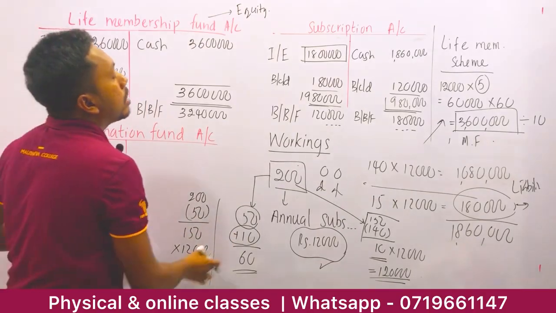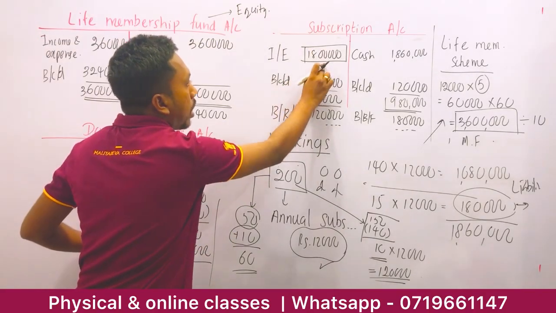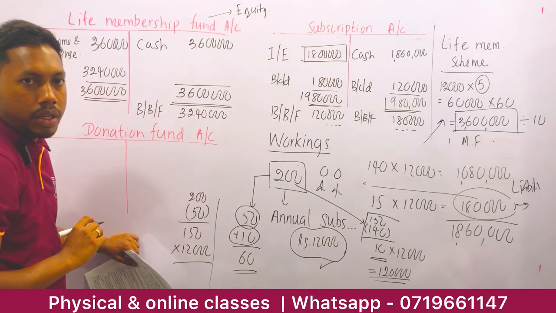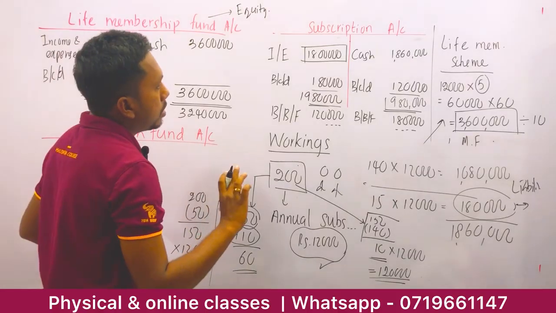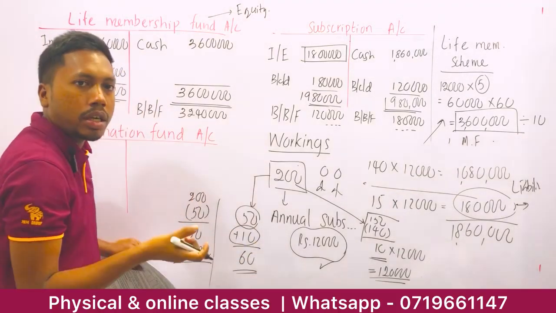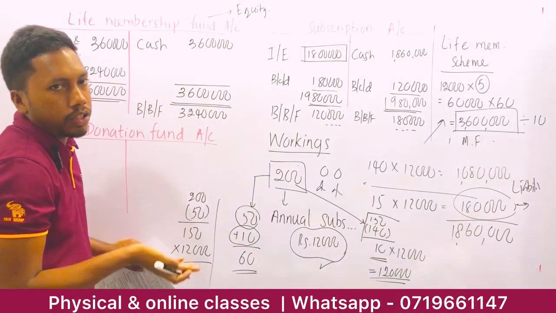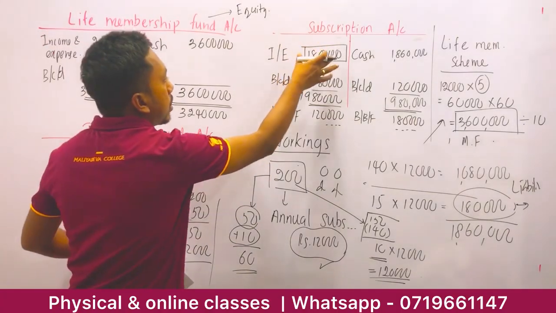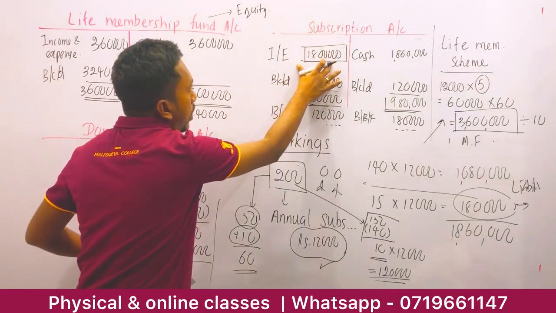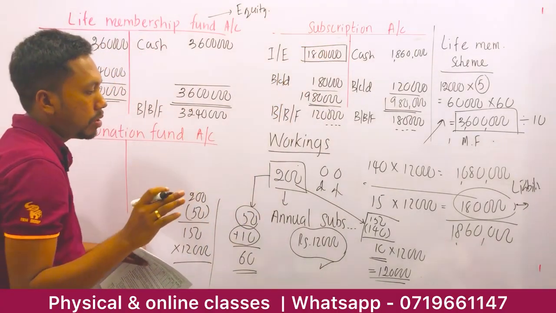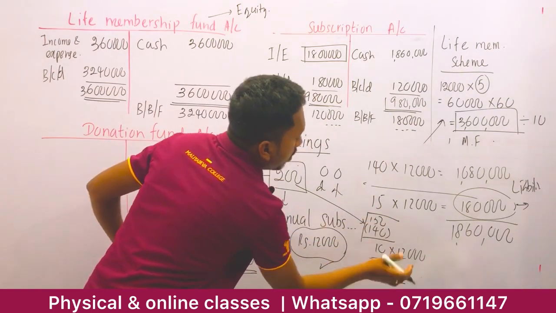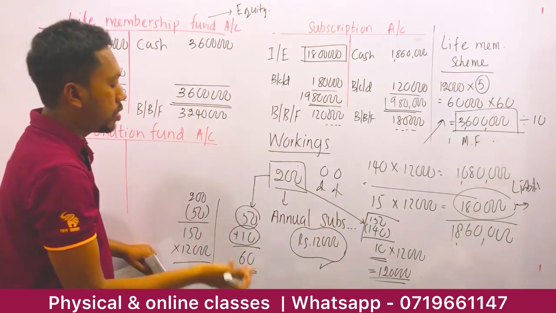Then you will get this 1,800,000, right? Because as per accrual basis, we can identify the income whether we received cash or not, right? So here we identify the income as 1.8 million, but we did not receive the full cash because 10 members failed to make the payment or make the subscription.